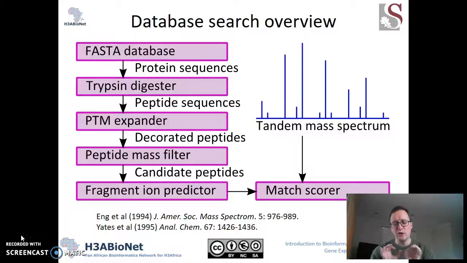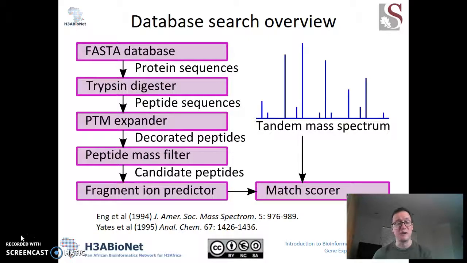So once we know which set of peptides can be compared to a particular tandem mass spectrum, we need to predict for each sequence that's possible, what should the spectrum have looked like if this were the peptide sequence that broke to produce these fragment ions. So this is a prediction of what the spectrum should look like for a given peptide sequence, and then that projection of what the spectrum should look like can be compared to the spectrum that we actually observed. And that's done in a match scorer.